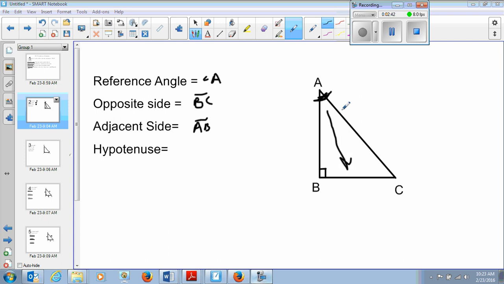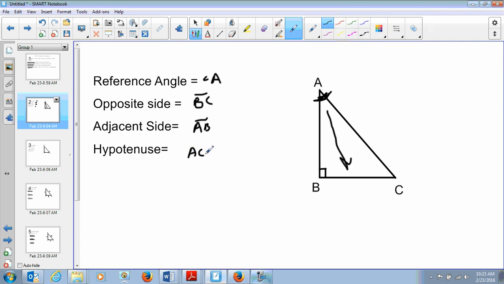And then lastly, we have the hypotenuse. The hypotenuse should be easy to identify. The right angle always points to it. AC is going to be our hypotenuse here in this picture.